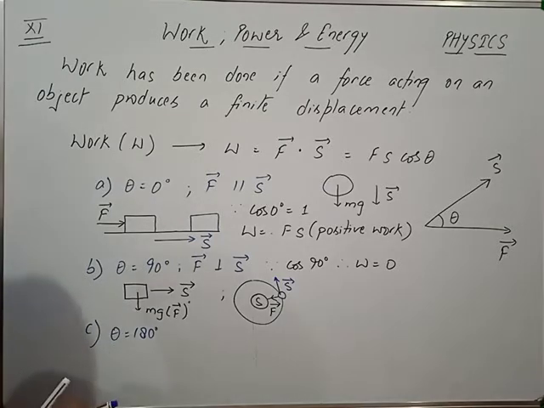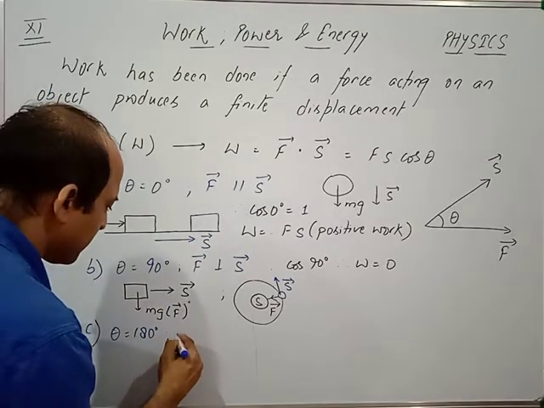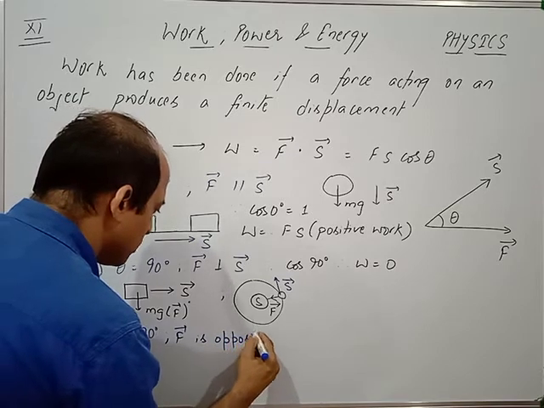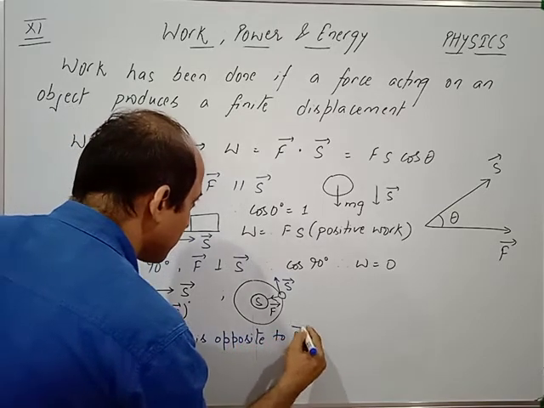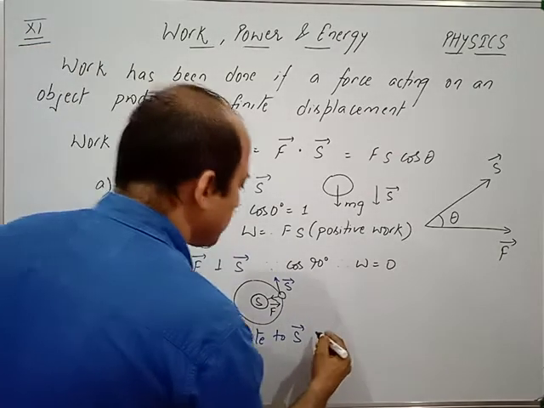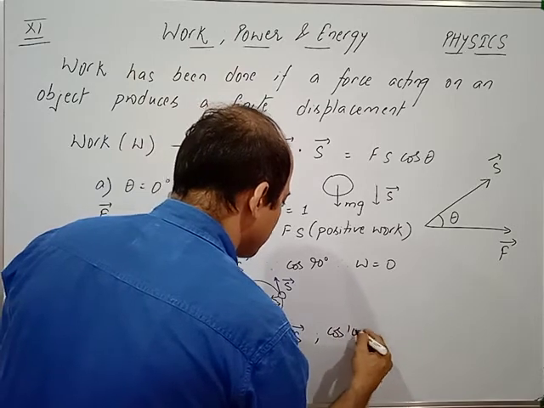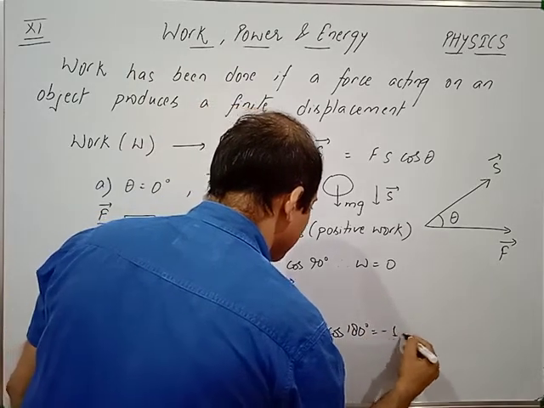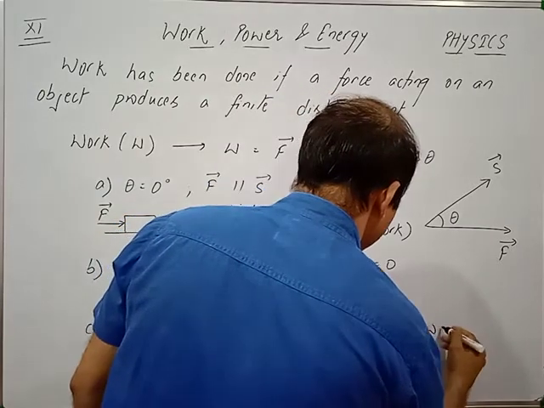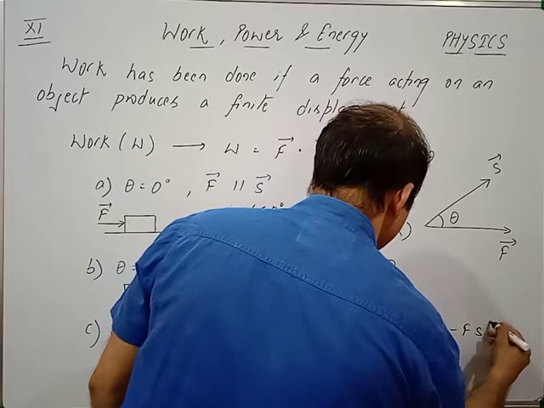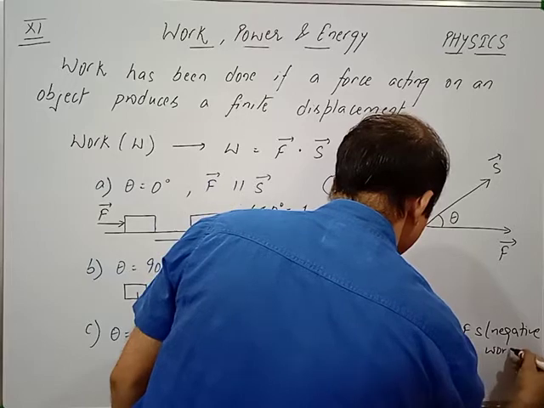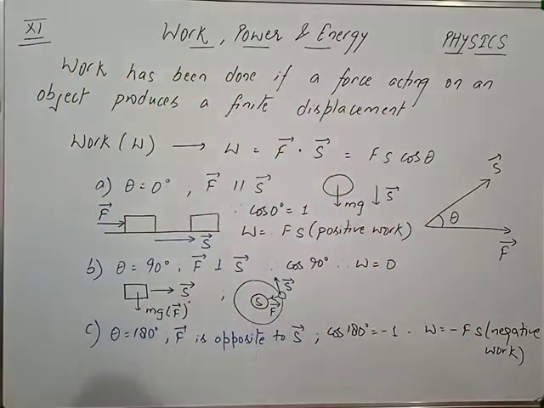Now moving on to the cases of negative work. What will happen if theta is 180? If theta is 180, then the force vector is opposite to the displacement vector. Everybody knows, I suppose, that cos 180 is minus 1. And since cos 180 is minus 1, in this case work done W will come out as negative Fs. We call this negative work.